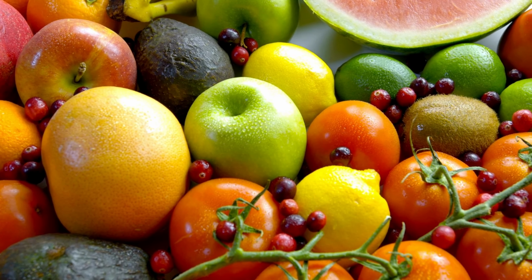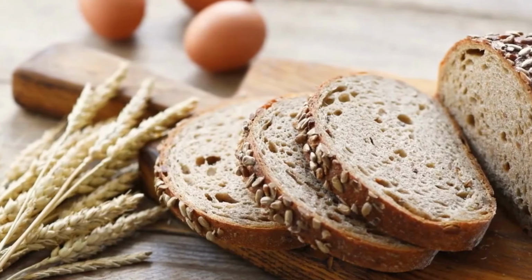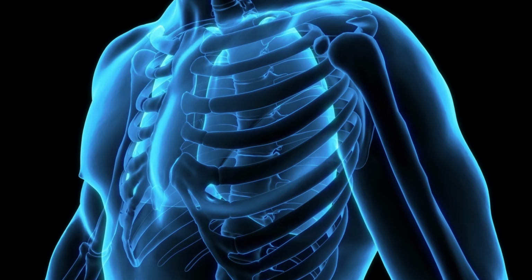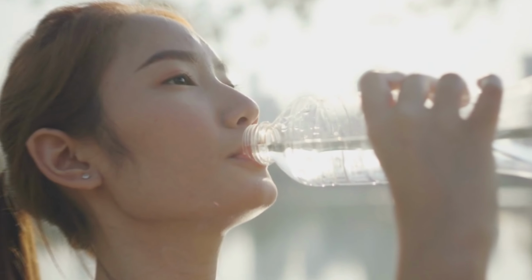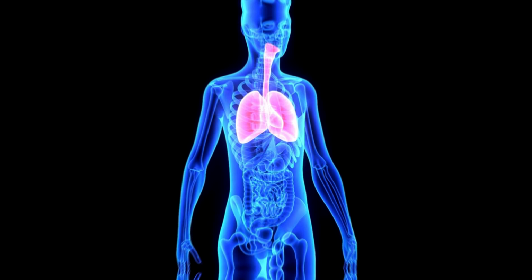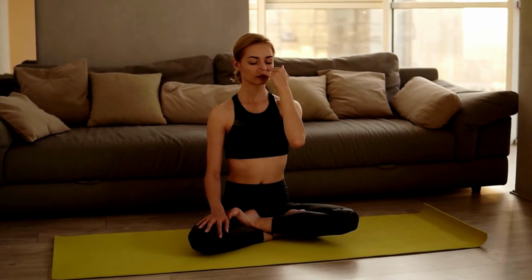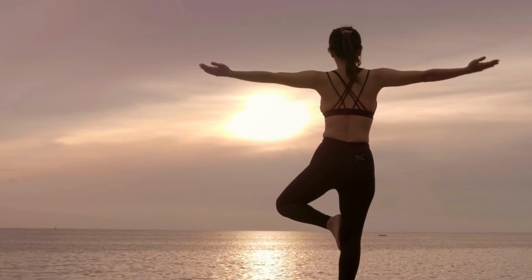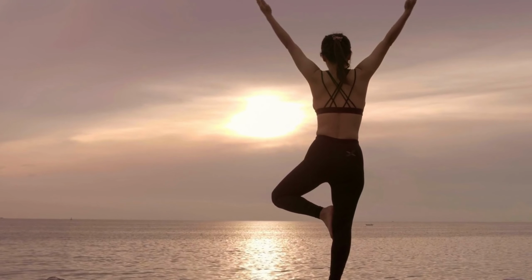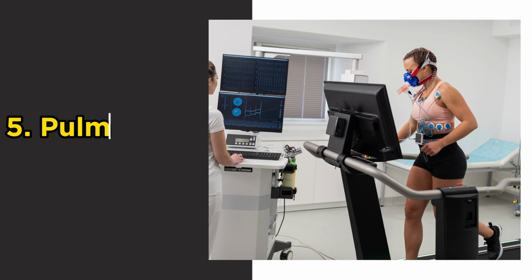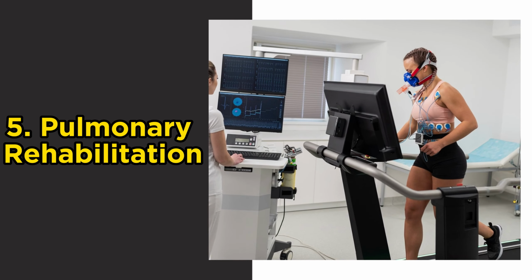A diet rich in fruits, vegetables, lean proteins, and whole grains can help maintain a healthy weight and provide essential nutrients for lung health. Proper hydration keeps the airways moist, which is important for lung function. Breathing exercises such as pursed lip breathing and diaphragmatic breathing can help improve lung capacity and oxygenate your body more effectively.